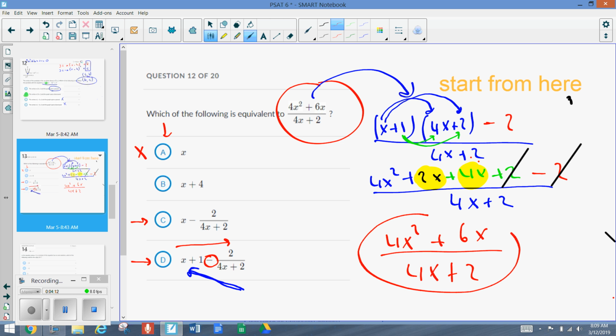Is this one equal to that one? Wait, what happened to that negative 2x? You just said that. What happened to that? You said that. I know, but I was thinking about something different.